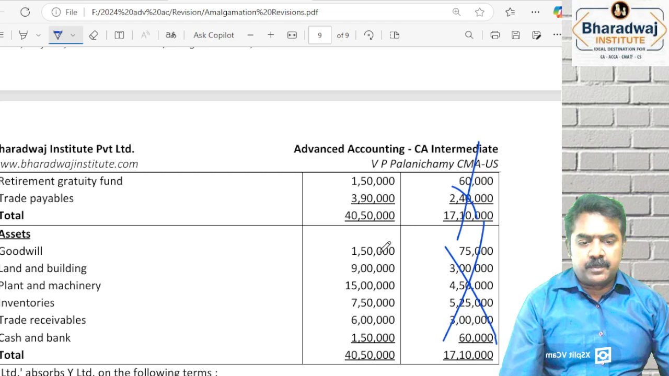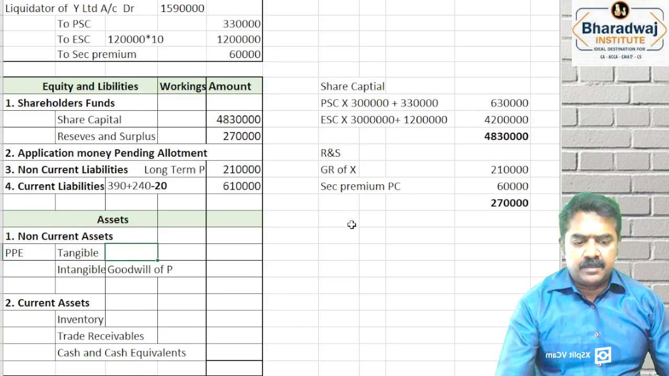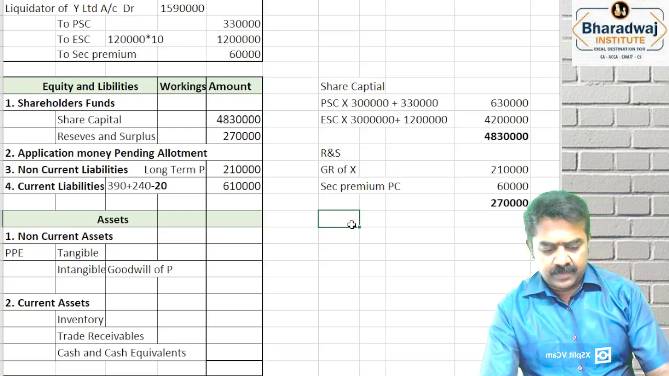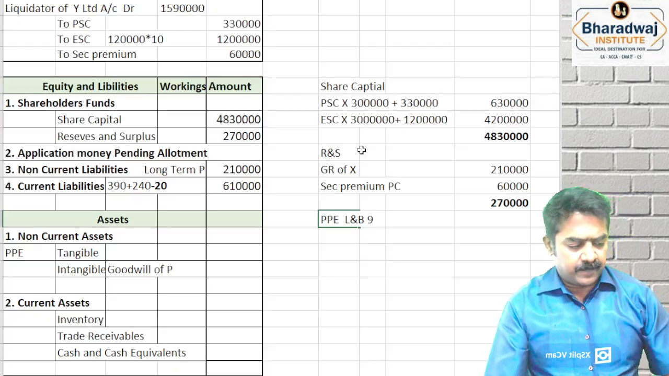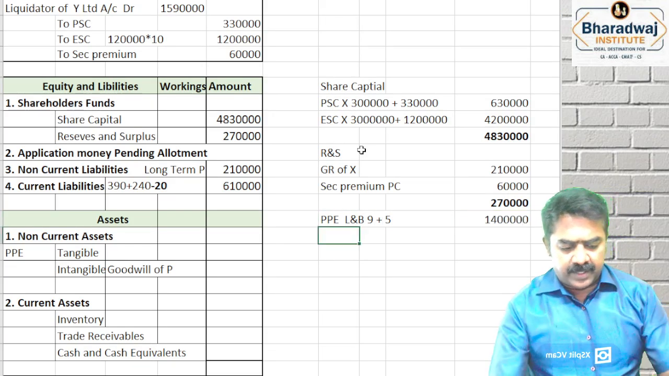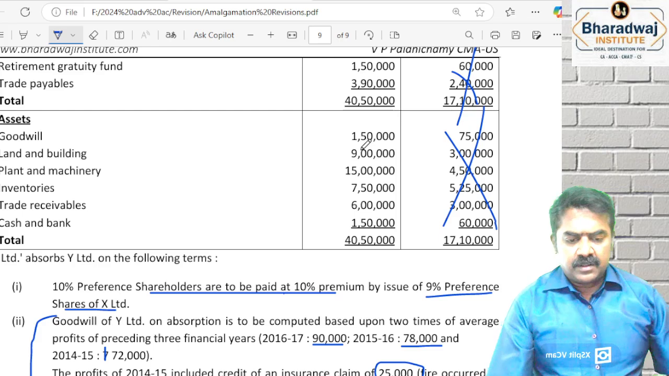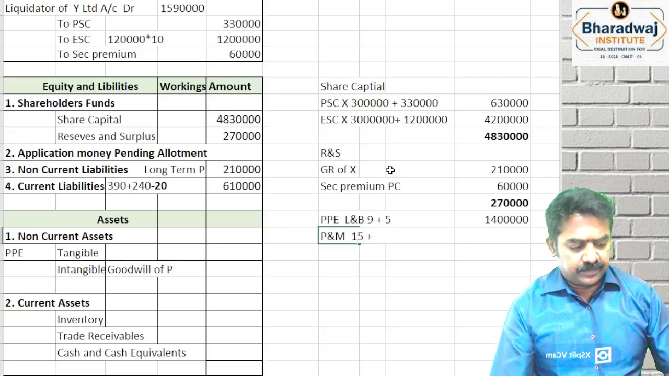Property, plant and equipment. What all will be taken? Land and building, plant and machinery. 24 lakhs. Land and building: 9 lakhs plus revised value 5 lakhs, 14 lakhs. Plant and machinery: 15 lakhs plus revised value 4 lakhs.